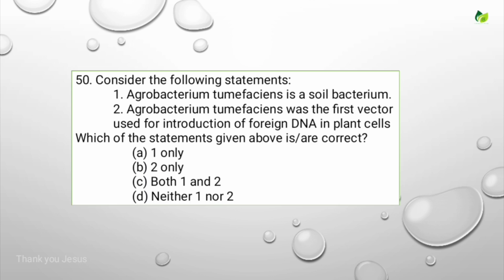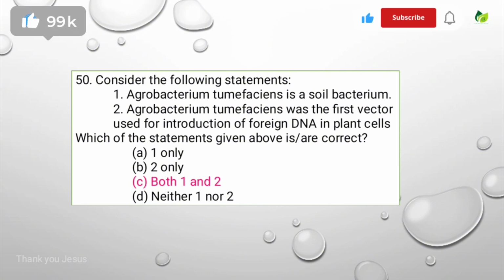Consider the following statements. Agrobacterium tumefaciens is a soil bacterium. Agrobacterium tumefaciens was the first vector used for the introduction of foreign DNA into the plant cells. Among them, you have to pick the correct statements. Both 1 and 2 options are correct.